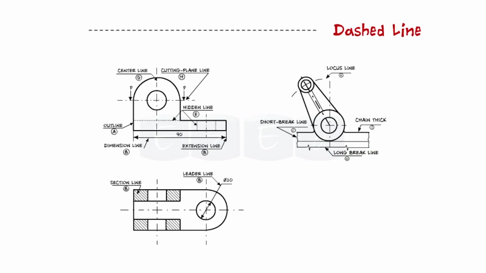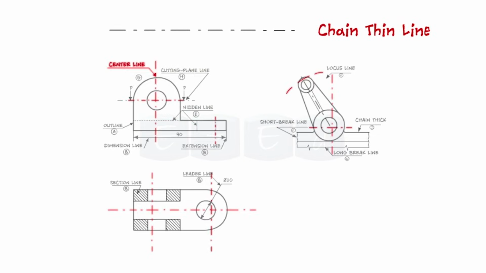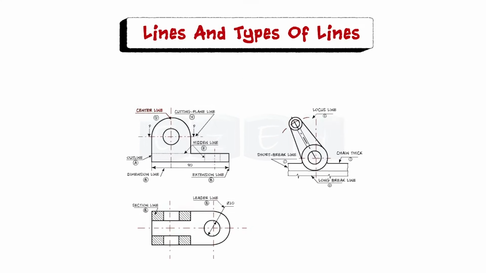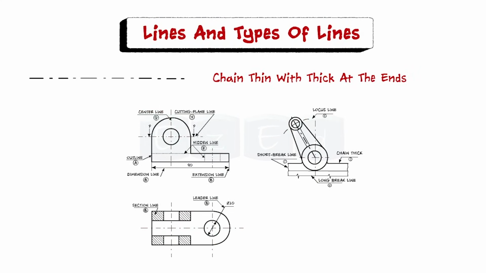Next is the dashed line. This line is used to show hidden edges of the main object. Next is the chain thin line, long dash dotted. This line is used to represent the center line for circles and arcs. Next is the chain thin line with thick at the ends. This line is used to represent the location of a cutting plane.